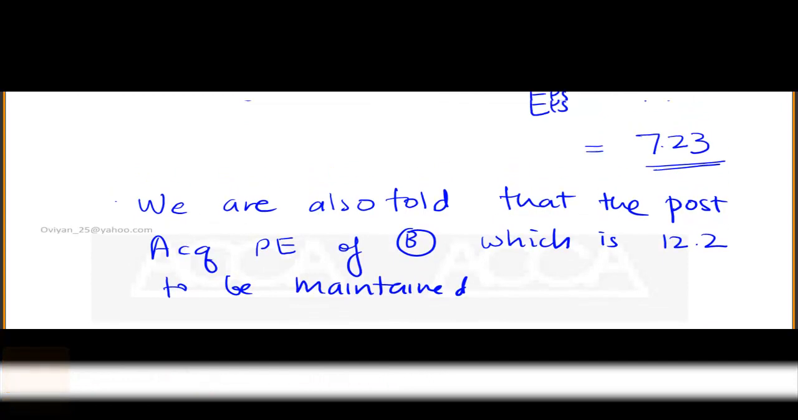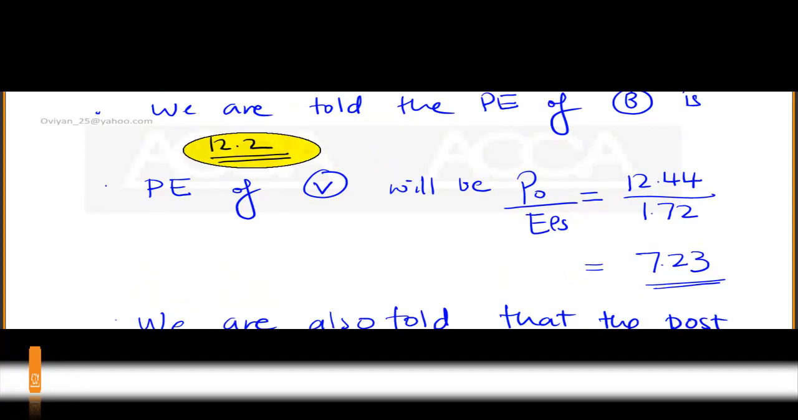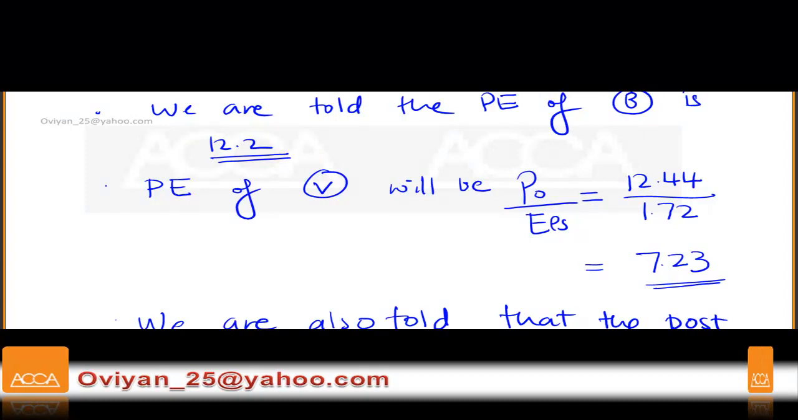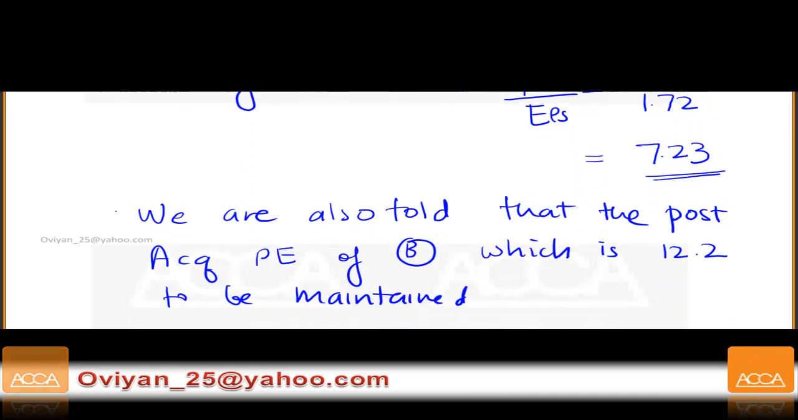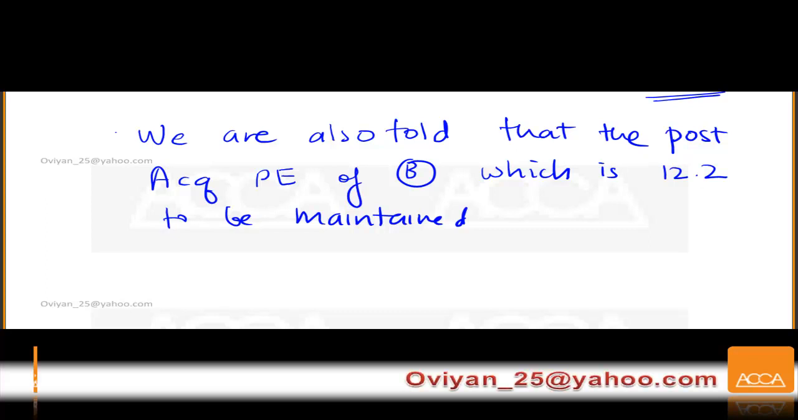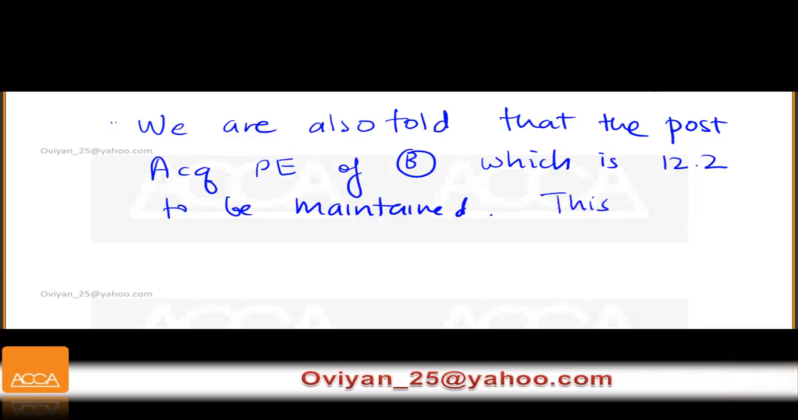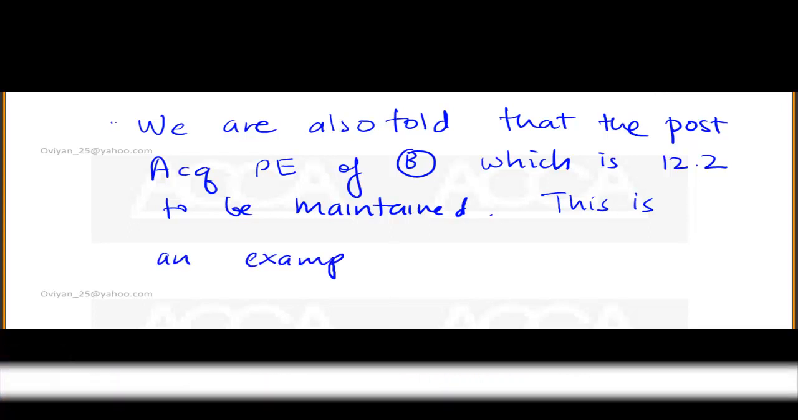Now, if you are going to use a PE, two companies coming together, usually the PE will not be maintained at 12.2. In this case, we are told that the PE will be maintained in the requirement. Now we're going to tell the examiner, or Mr. Sunil, that this is an example of bootstrapping.